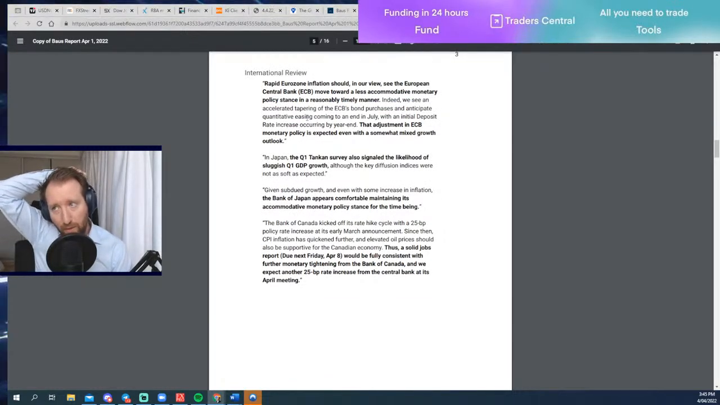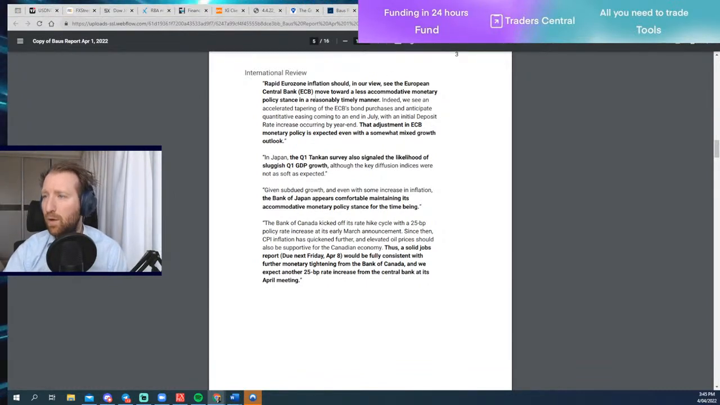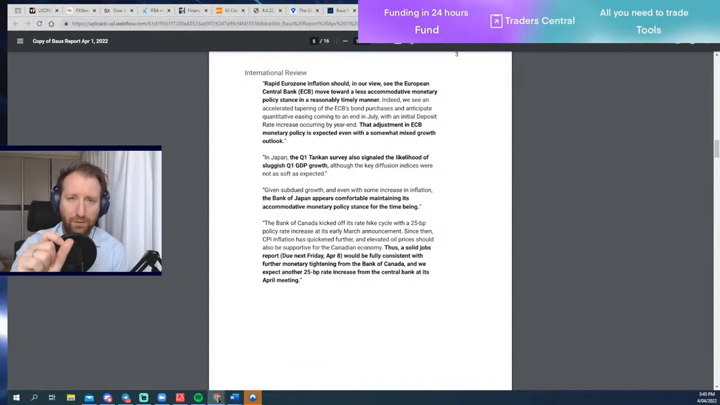Another thing for the Euro is that they see that the ECB might go towards a less accommodative monetary policy, meaning focus on the inflation, focus on CPI, focus on those things that really matter, because you might see a strong Euro one day. I'm not going to say it's going to be today, or in April. But I'm going to say, if it comes, you have planned for it. You have seen it coming.